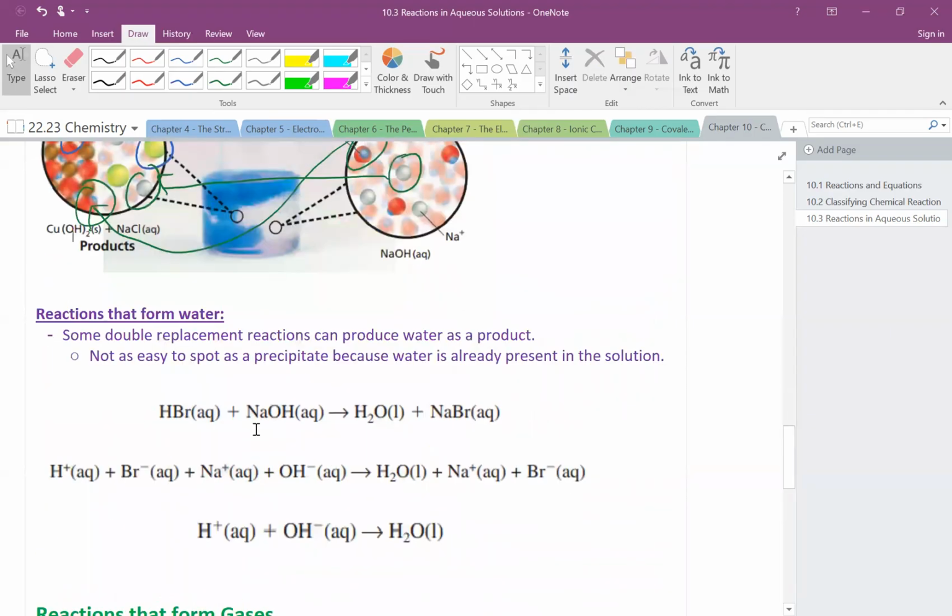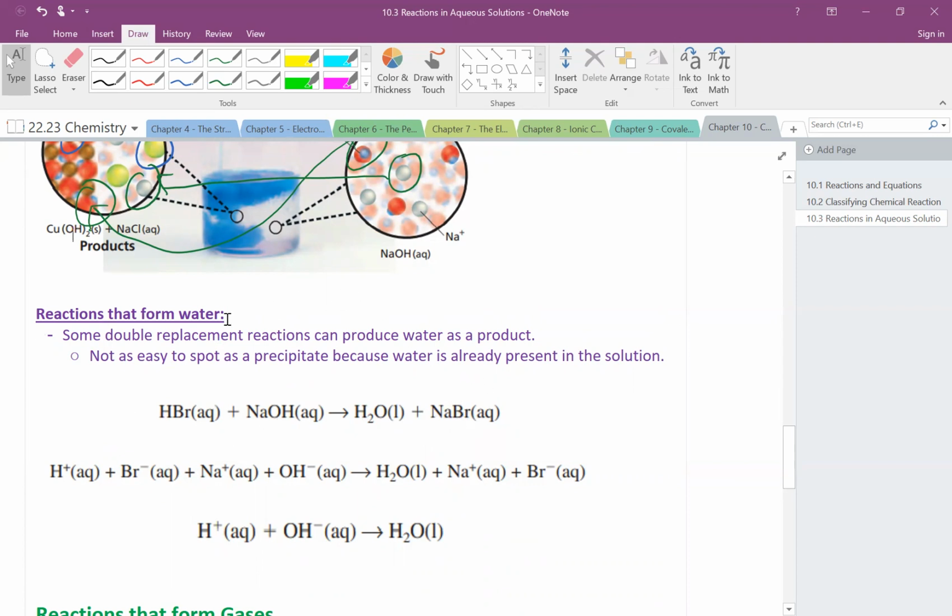Now, there are 3 other things to talk about. First, reactions that form water. Many double replacement reactions can make water as a product. It's tough to spot this water because the water is usually the solvent in solution, and it's a colorless, odorless liquid that's fairly hard to detect. So if we look at an example, maybe you take some hydrobromic acid and combine it with sodium hydroxide, you form water and sodium bromide, right?